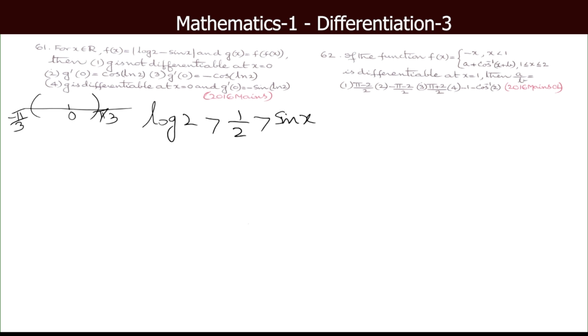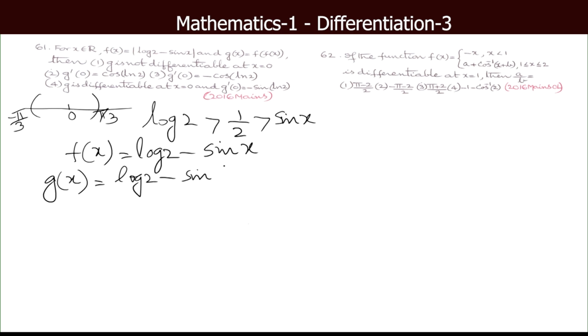So, mod of log 2 minus sin x is same as log 2 minus sin x. Therefore, you can remove the modulus sign, because in this neighborhood log 2 is always greater than sin x, so log 2 minus sin x is always positive, and g(x) is f of f(x). F of f(x) means f of log 2 minus sin x, that is the composite function f of f(x).